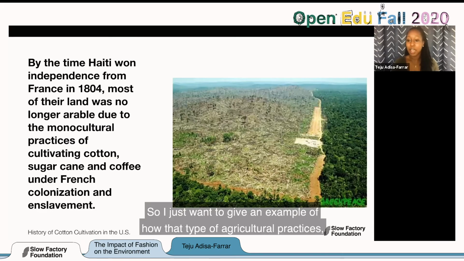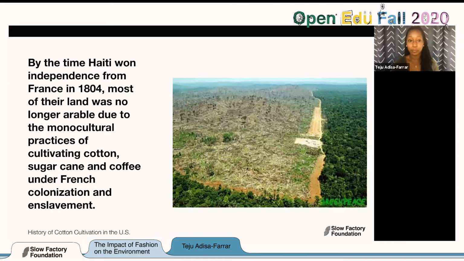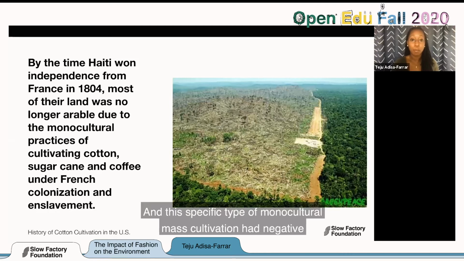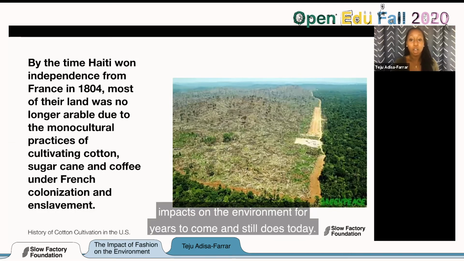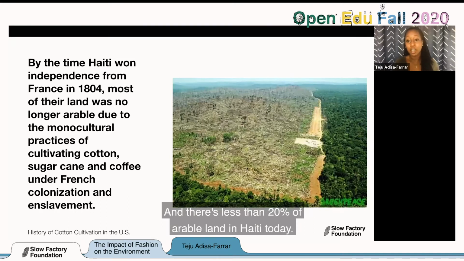So I just want to give an example of how these colonial agricultural practices affect and impact the environment. By the time Haiti won independence from France in 1804, most of their land was no longer arable due to the monocultural practices of cultivating cotton, sugarcane, and coffee under French colonization and enslavement. Although Haiti was not in the US, there was cotton cultivation across the Americas, and this specific type of monocultural mass cultivation had negative impacts on the environment for years to come and still does today. Haiti was an example of how this intensive cultivation of monocultural products and this intensive colonization and enslavement completely eradicated the land. And there's less than 20% of arable land in Haiti today.